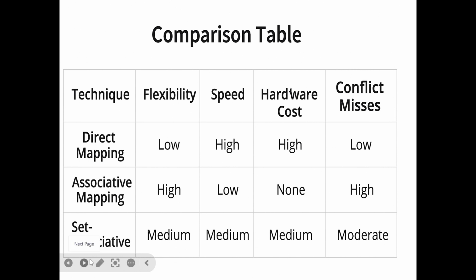Key insights: direct mapping is for simple, low-cost systems, associative mapping is for high-performance needs, and set associative is for the best balance. Most modern CPUs use this.